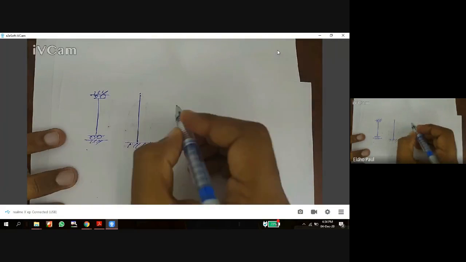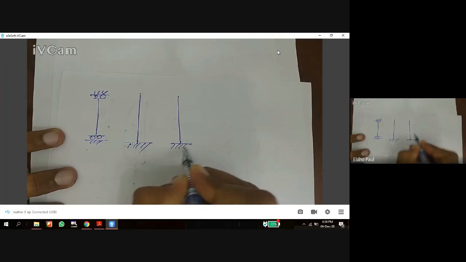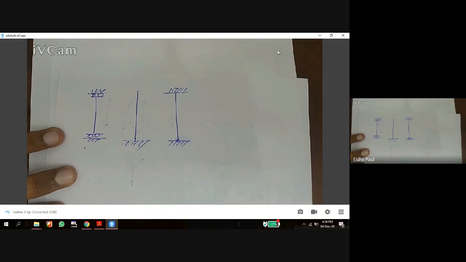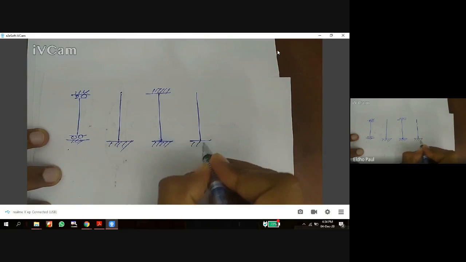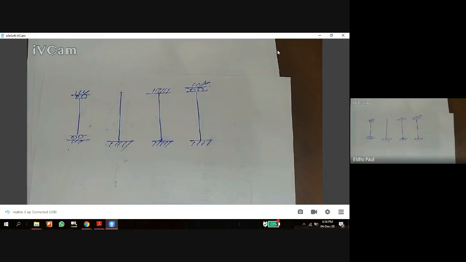Another end condition is both ends of the columns are fixed. These are the columns which are used for buildings. Another end condition is one end is fixed, another end is hinged. So these are the four end conditions. So actually we have to study the value of the load or design of the column under these four end conditions.